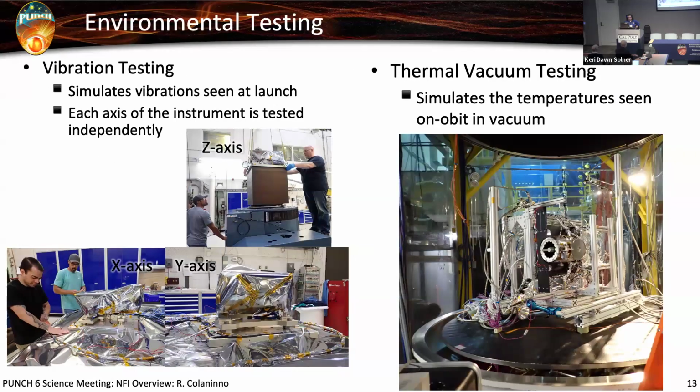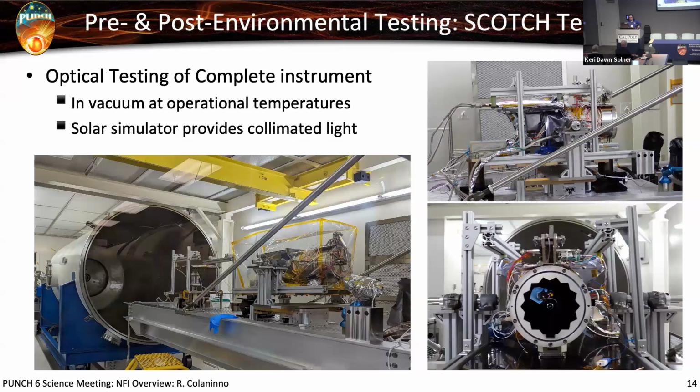Just some quick slides on environmental testing. This is the environmental testing that we did at the instrument level at NRL. We did vibration testing in 3 axes. We did thermal vacuum testing, you can see it in the thermal chamber, to simulate the temperatures on orbit in vacuum and operate the instrument in that environment. And before we did the thermal vac and the vibration testing, we did our optical testing in the SCOTCH test facility. You can see the instrument in the SCOTCH facility. WFI also did their optical testing in this facility.